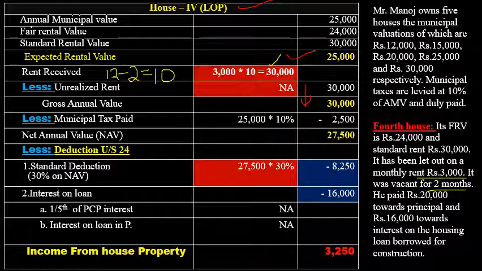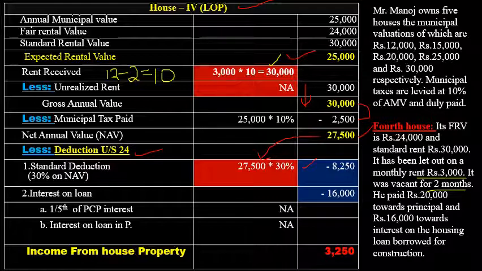Next is municipal tax paid. It is 10% of municipal value. Municipal value is 25,000, and 10% of that is 2,500, so SSC gets 2,500 as municipal tax. Next, net annual value: 30,000 minus 2,500 is 27,500. Next comes deduction under section 24. The first one is standard deduction, 30% on net annual value, that is 27,500 into 30%, so 8,250.